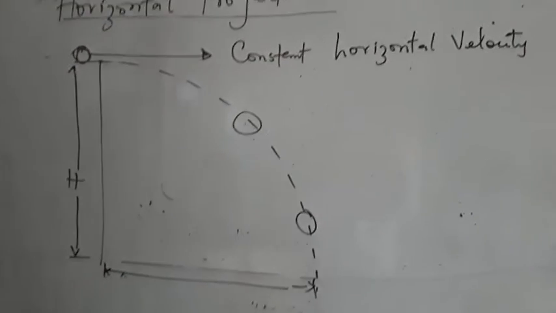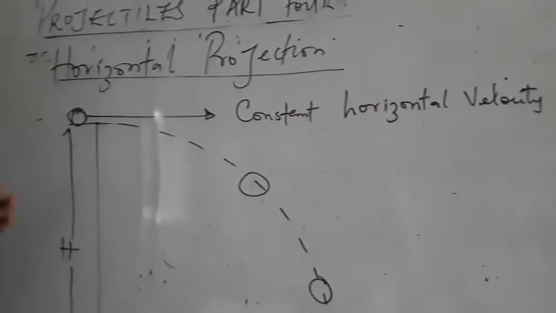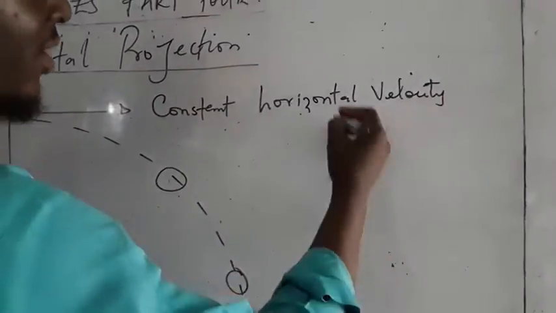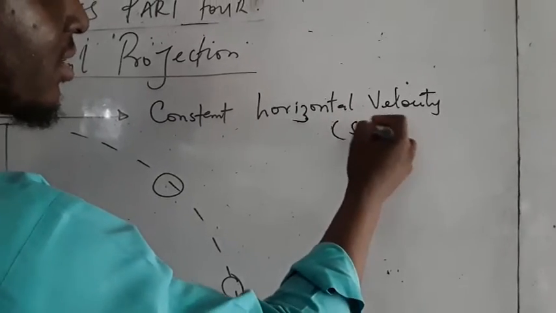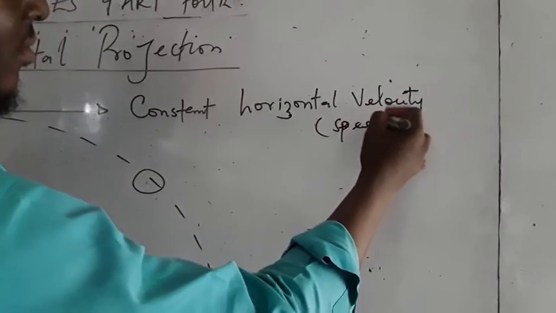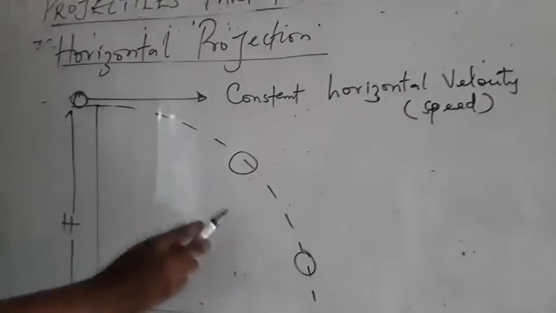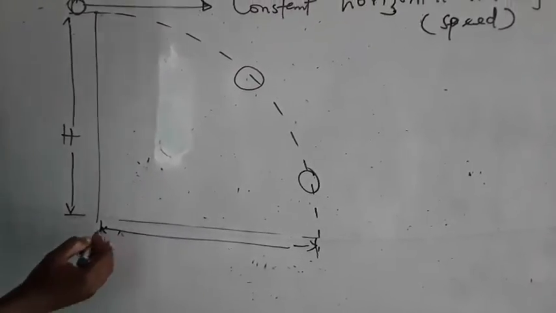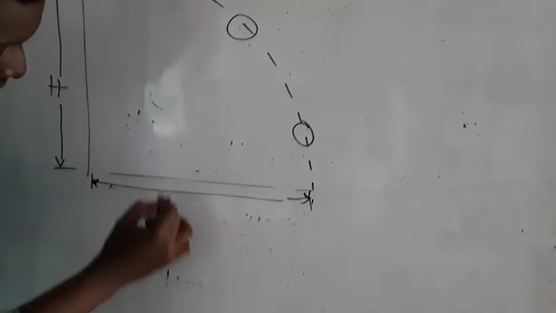Now, we have a constant horizontal velocity or speed, and a constant downward acceleration. So, at this particular point, we have our range.